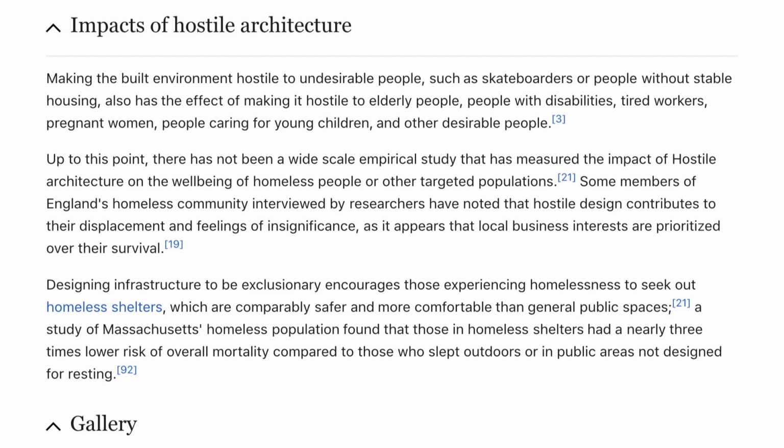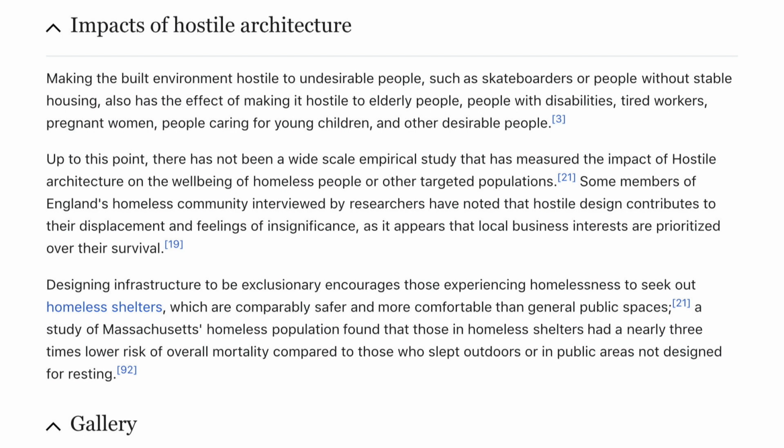Some members of England's homeless community, interviewed by researchers, have noted that hostile design contributes to their displacement and feelings of insignificance, as it appears that local business interests are prioritized over their survival. Designing infrastructure to be exclusionary encourages those experiencing homelessness to seek out homeless shelters, which are comparably safer and more comfortable than general public spaces.